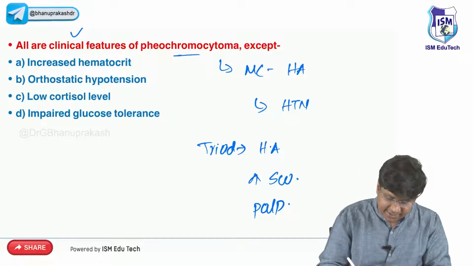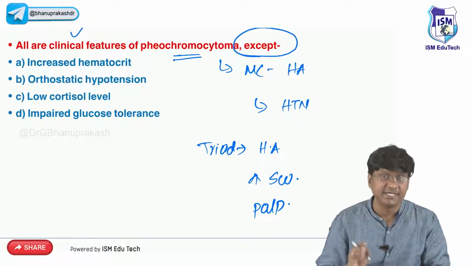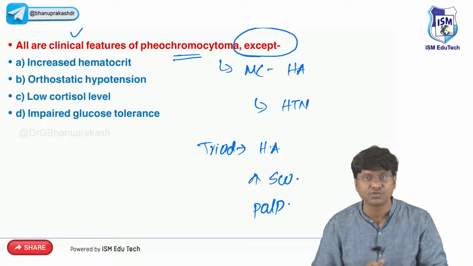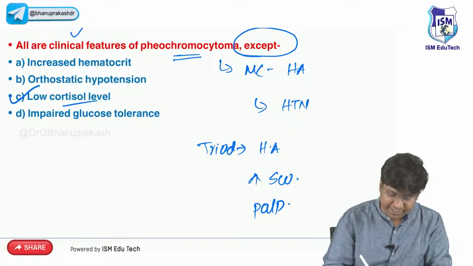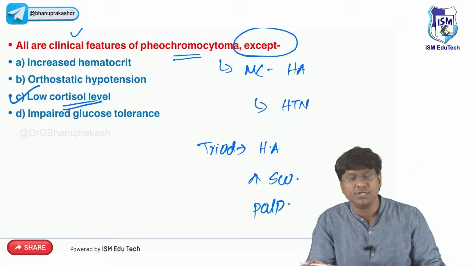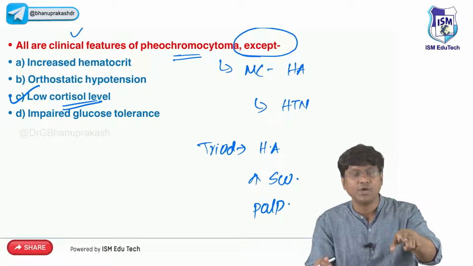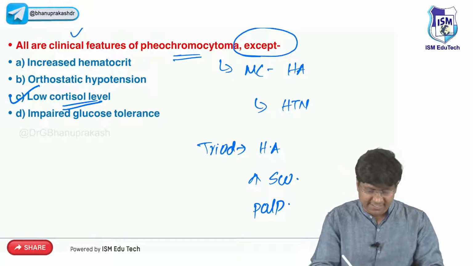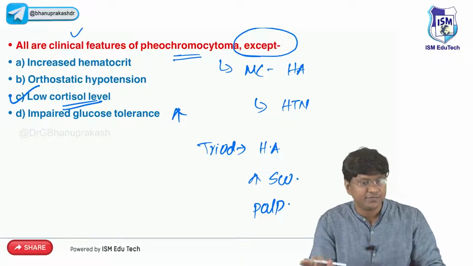All of the following are clinical features of pheochromocytoma except: increased hematocrit, orthostatic hypotension, low cortisol level, impaired glucose tolerance. Please remember, in pheochromocytoma they will not have low cortisol levels. Low cortisol level is a feature of Addison's. What about hematocrit? It increases in this patient. What about glucose? Glucose levels increase in patients with pheochromocytoma.